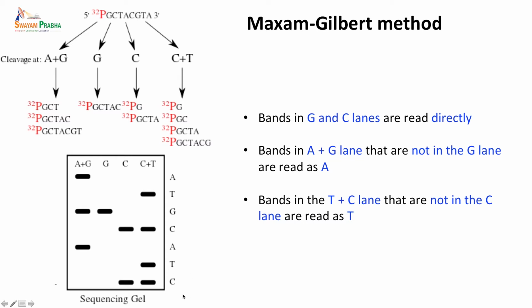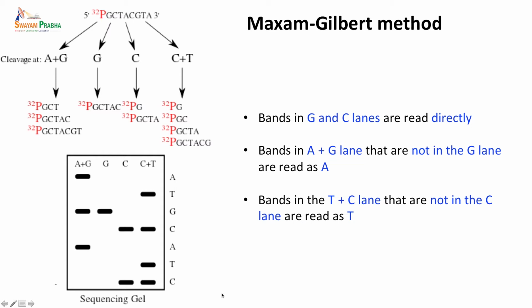So now let's start reading this, going from bottom to top. Because this band is in both the lanes, it is C. This is present in only C plus T but not in C alone, therefore this is a T. Then this band is present only in A plus G and not in G, therefore this is an A. Again, this band is a C. This band, because it is present in both A plus G and G, is a G. Then this again, because there is no corresponding band here, it is a T. And this one here, because there is no corresponding band in G, is an A. So the sequence is C, T, A, C, G, T, A, right?